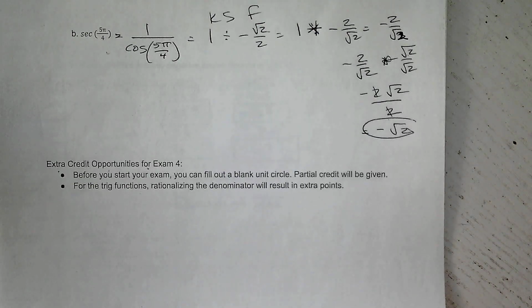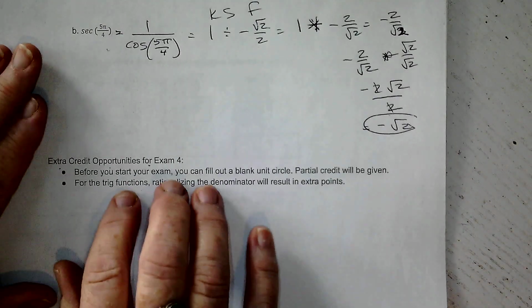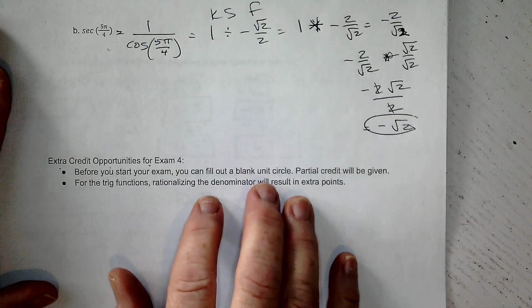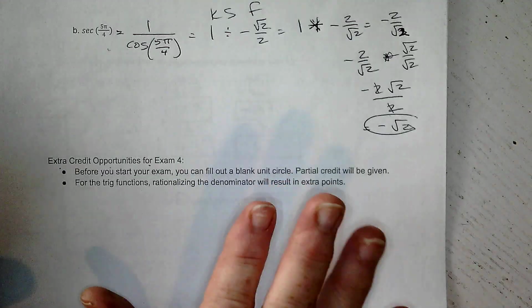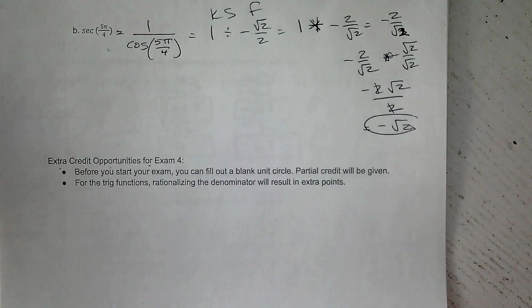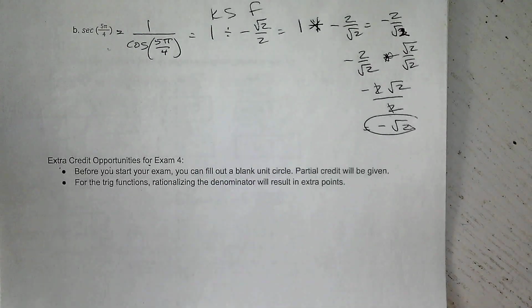The other thing you can do is to rationalize those denominators if there's a square root in them. Those will get you extra points as well. If you decide not to fill out your blank circle, that's fine. You'll have another chance before the final exam as well. And rationalizing the denominator on the final exam for your trig functions will get you extra points too.